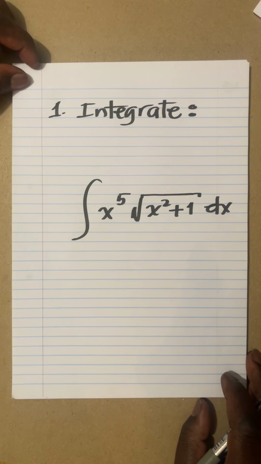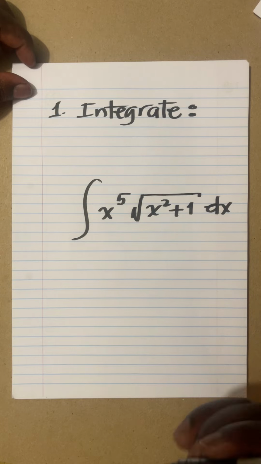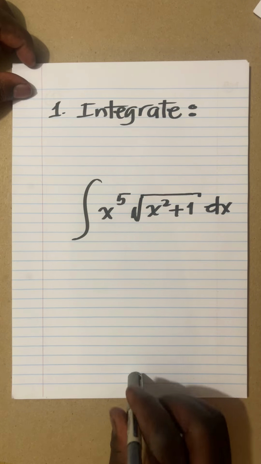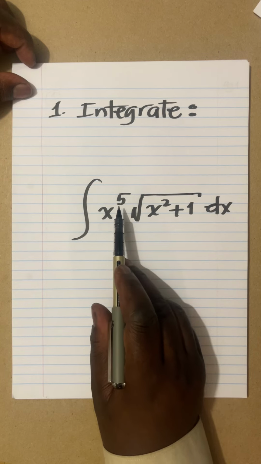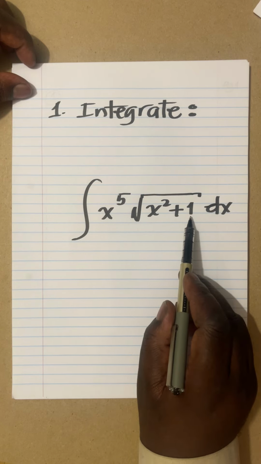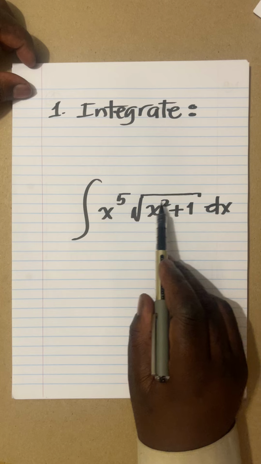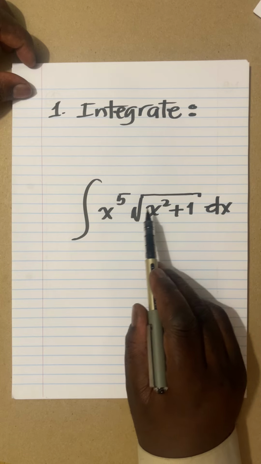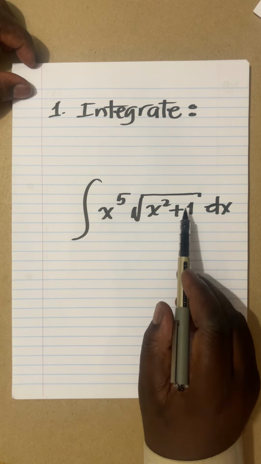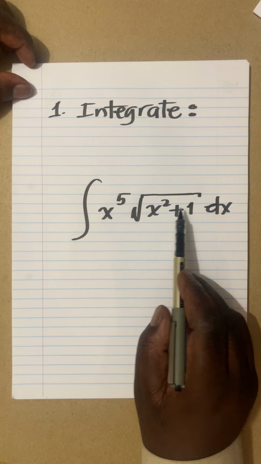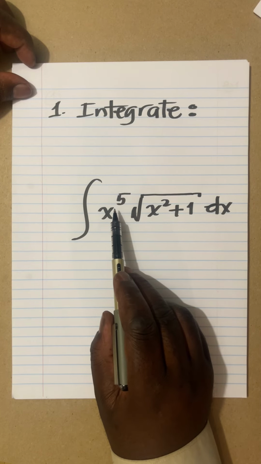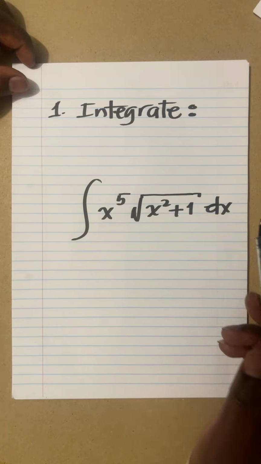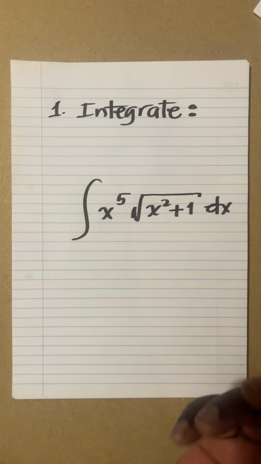Now let's look at our first integral for today. In this video, we are supposed to integrate x to the power 5 square root of x squared plus 1 dx. This is a quadratic expression under the square root sign. Now, if you differentiate this, you're going to find 2x, but we have x to the power 5 outside, which means we have to do something. Obviously, we're going to use u substitution in this case.